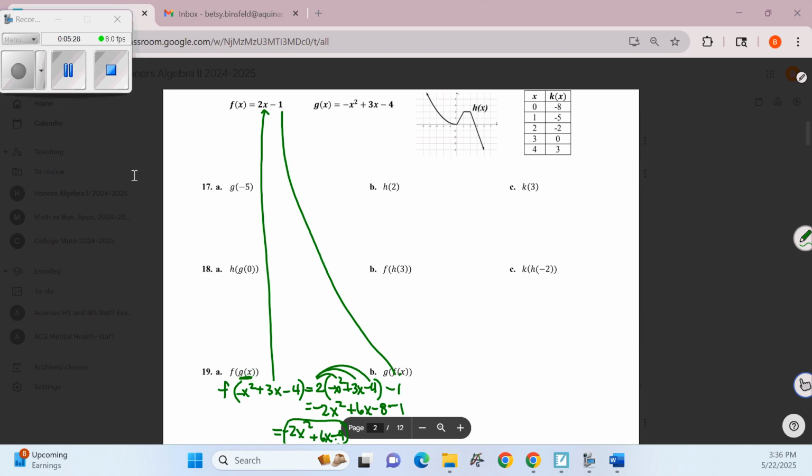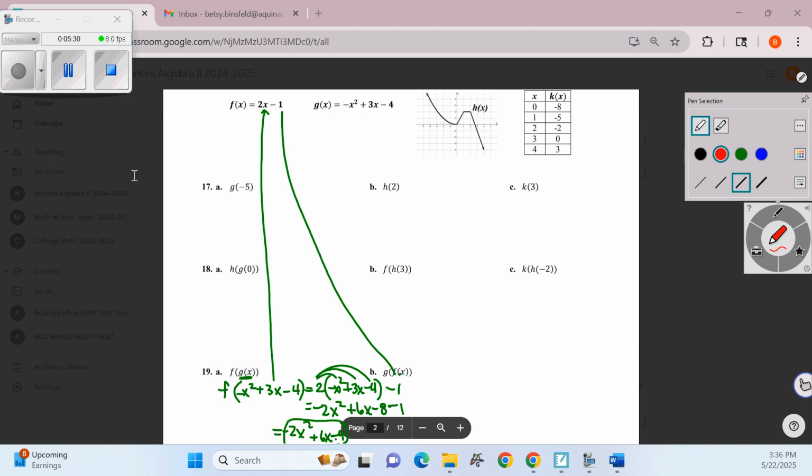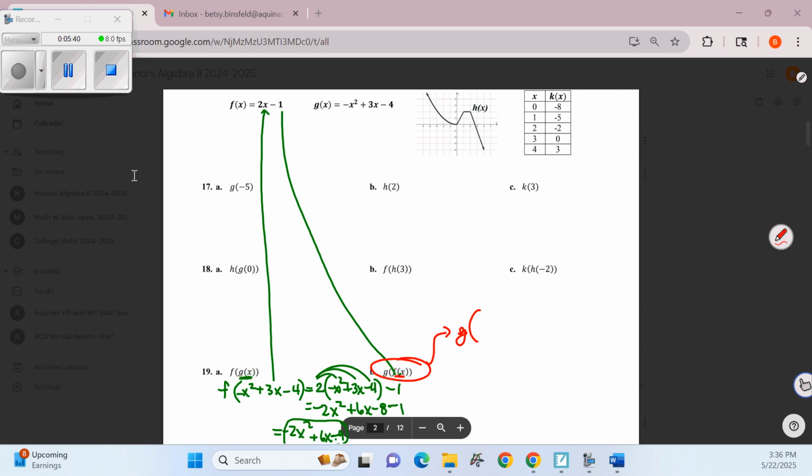Okay, I'm going to switch colors just so that I can keep this one up here. Let's do the other direction. Let's do the g of f of x in red here. So this time we're taking the f of x and putting in the actual function. So g of 2x minus 1. So every place I see an x in g, I'm going to replace it with 2x minus 1. So negative 2x minus 1 squared plus 3 times 2x minus 1 and then minus 4.